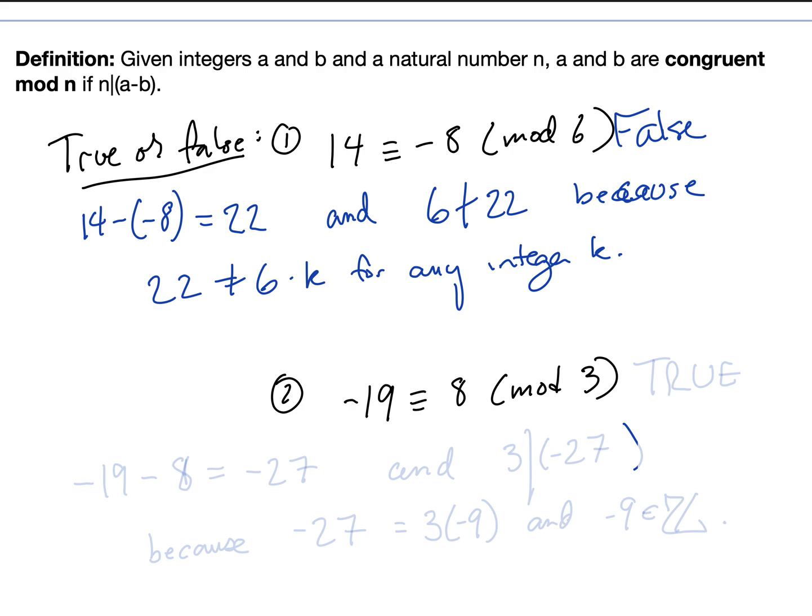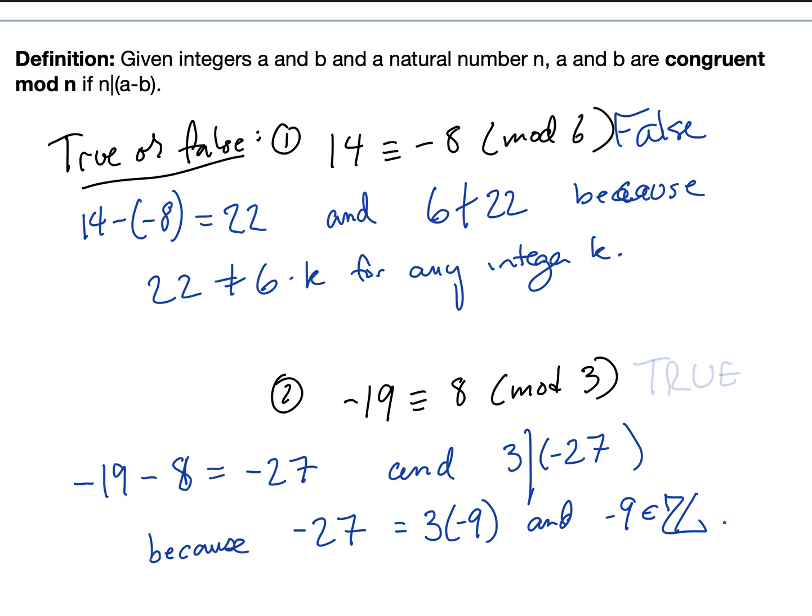Now let's look at, is negative 19 congruent to 8 modulo 3? We can do the same. Negative 19 minus 8 is equal to negative 27, and 3 does divide negative 27 because negative 27 is equal to 3 times negative 9, and negative 9 is an integer. So that tells us that this is a true statement because negative 19 is congruent to 8 modulo 3.